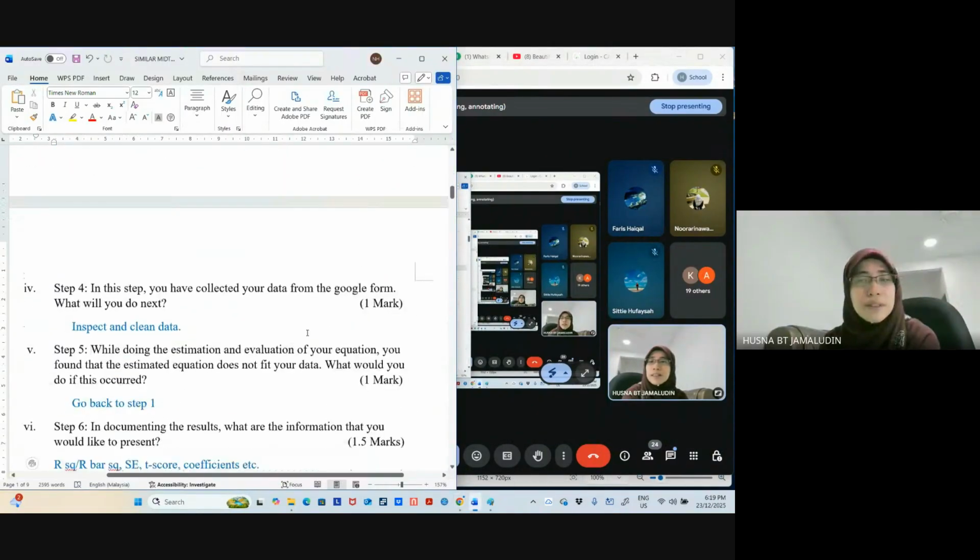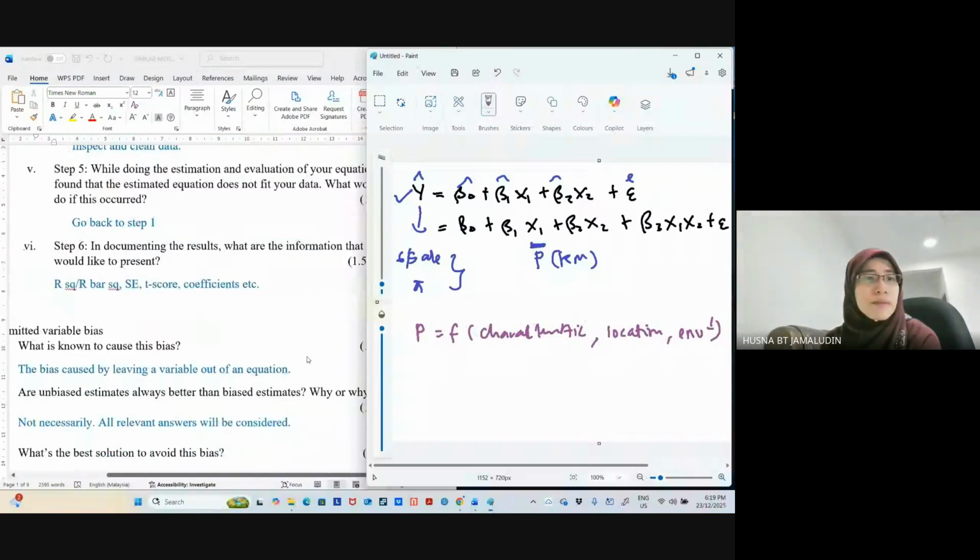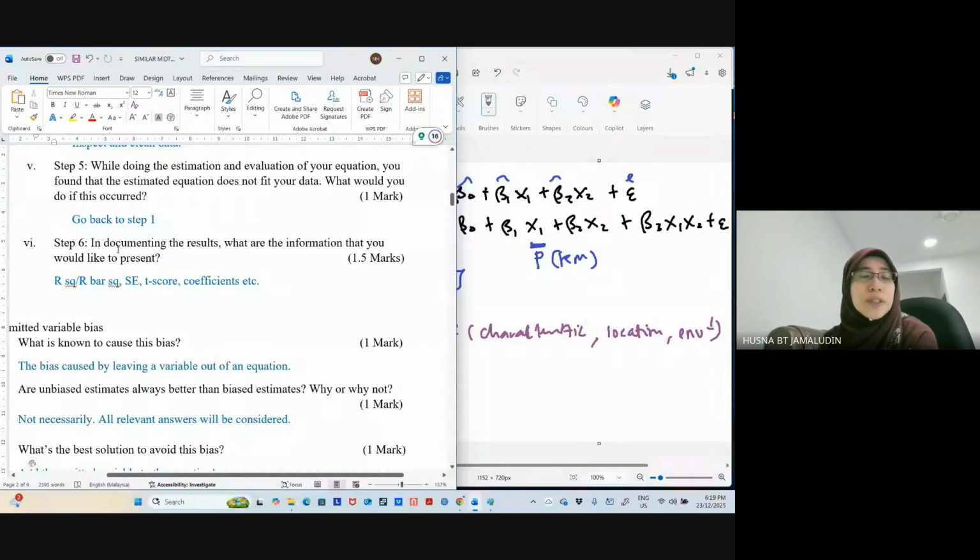Okay, so I'll go next. Step 6, you will document your result. In documenting the result, what is the information that you would like to present? Remember when we looked at the slide, they already gave you the estimated one. You want to see, of course, the estimated coefficient, and then below the coefficient, you have the standard error in parentheses, right? After the standard error in parentheses, you will see the t-value, and then you will also see the R squared, and then to be more accurate, you want to see R bar squared.